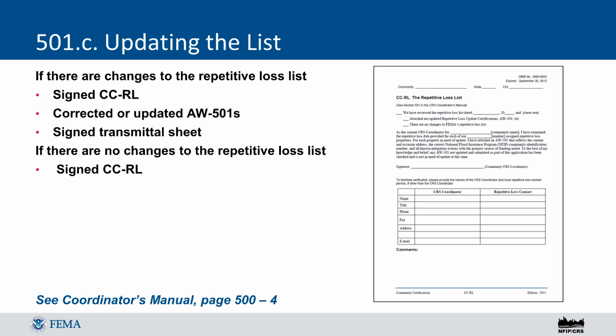During your cycle visit, you are going to be asked to update your list and then fill out what we call the CCR L Form. This is a form signed by the coordinator. It does not need to be signed by the CEO. This form confirms with your specialist that you have submitted any corrected or updated AW501s and sent them in with your transmittal sheet. If there are no changes to your repetitive loss list, this is your opportunity to tell your specialist that you have no updates to submit for this cycle visit.